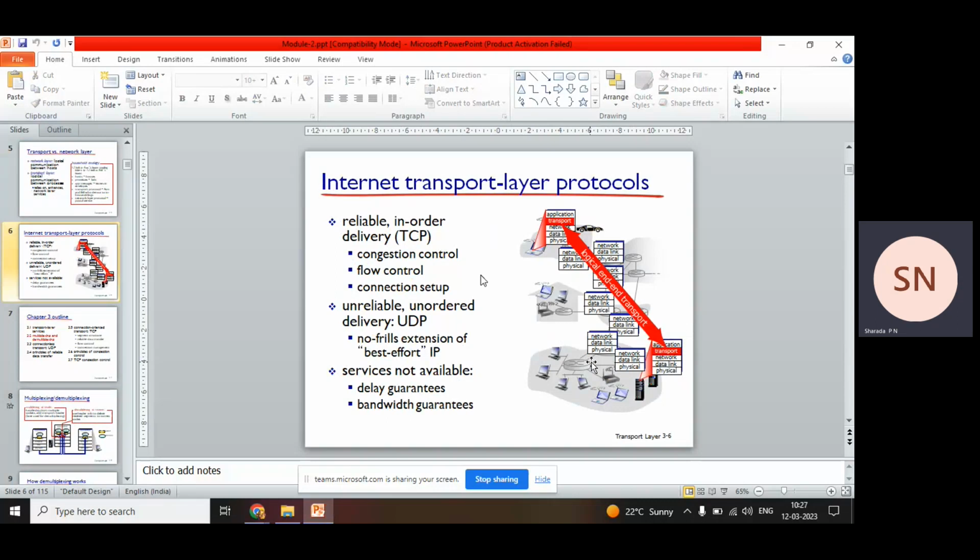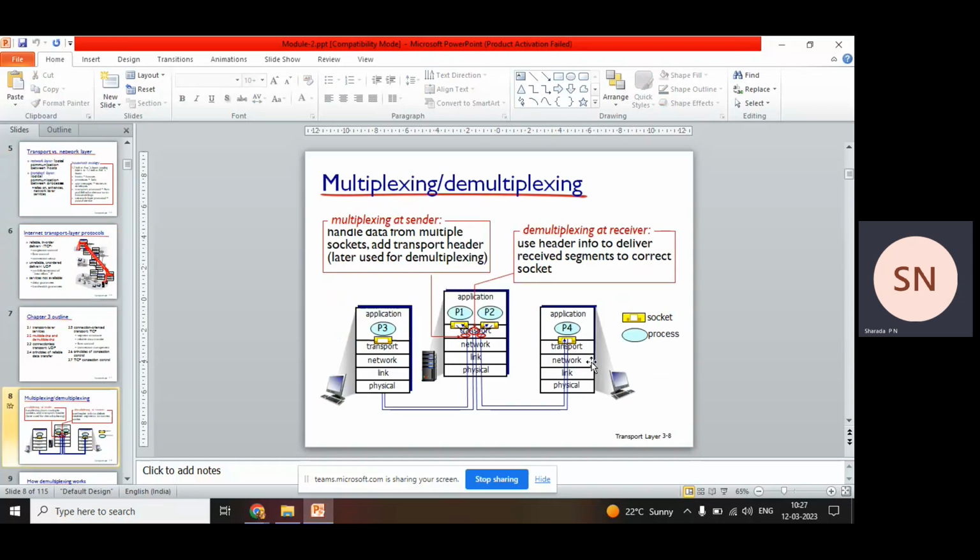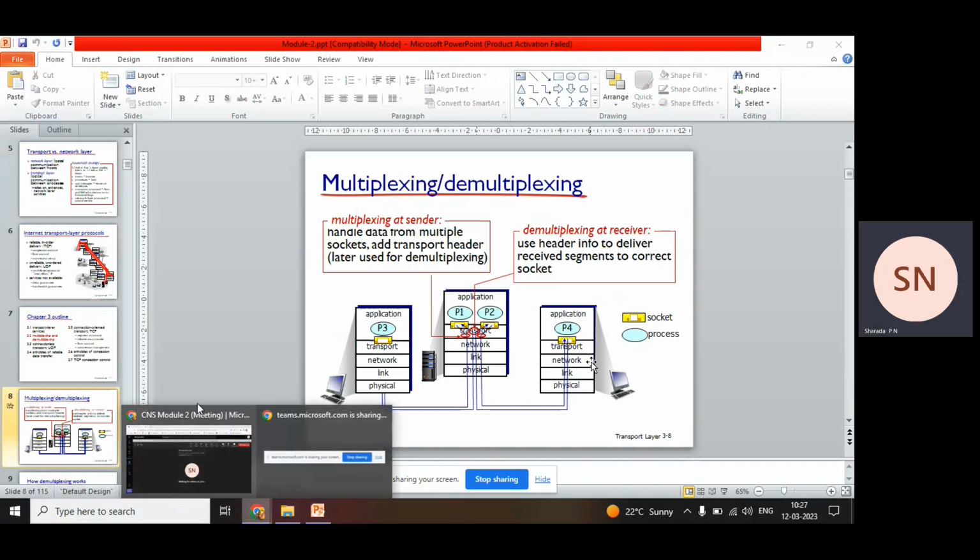TCP is reliable and in order, and it provides congestion control, flow control, as well as connection setup. In the case of UDP, it is unreliable, with unordered delivery, and it is a no-frills extension of best-effort service. There is no guarantee with respect to delay as well as bandwidth. That is about UDP. The next feature is multiplexing and demultiplexing. We'll explain it in the next class.